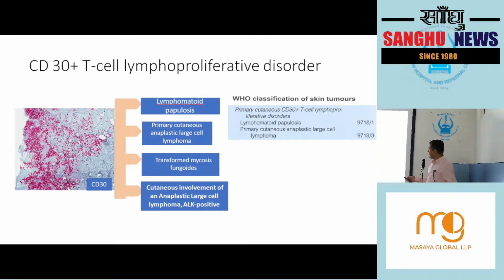CD30 positive lymphomatoid papulosis, and primary cutaneous anaplastic large cell lymphoma, and some cases of transformed MF are also CD30 positive. And cutaneous involvement of an anaplastic large cell lymphoma, ALK positive, if the patient has nodal disease. Primary cutaneous ALK positive anaplastic large cell lymphoma does not exist; it should be secondary. And the patient doesn't have lymphadenopathy. This is ruled out, less likely. Only three.